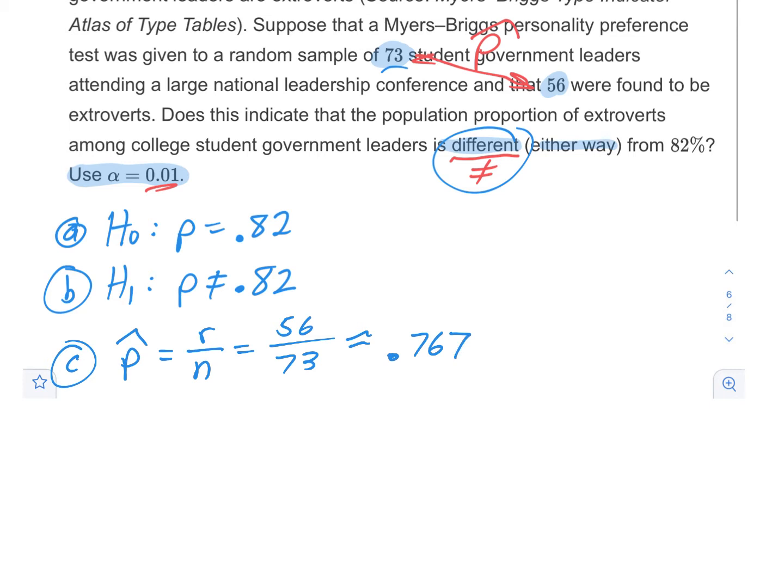Null, alternate, P hat. The fourth thing we're going to find, everybody, is our z-score, our test statistic. For a population proportion, the formula looks like this: it is P hat, take away P, divided by the population standard deviation, which is the square root of P times Q over N.